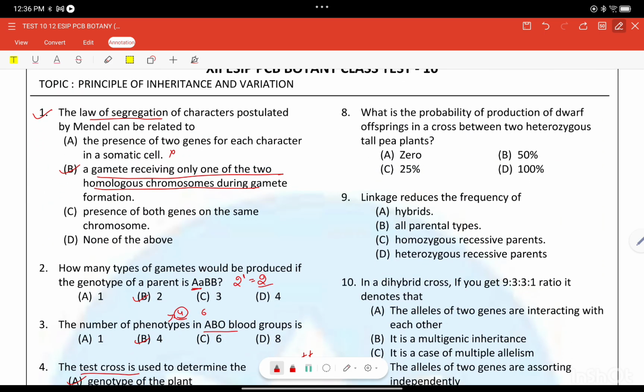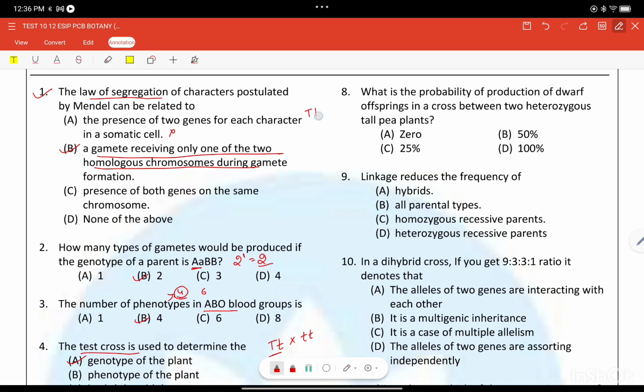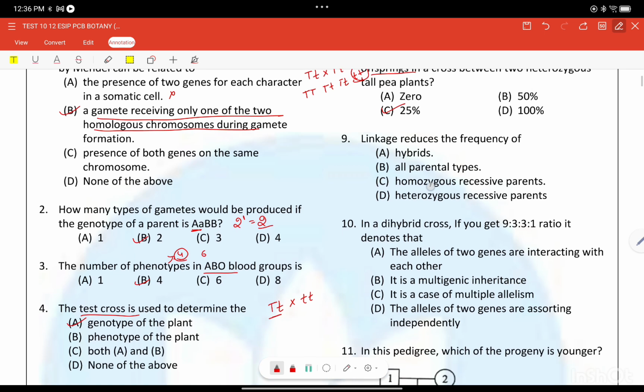What is the probability of production of dwarf offspring in a cross between two heterozygous tall pea plants? Two heterozygous tall pea plants are capital T small t and capital T small t. So 25% is capital T capital T, then 50% capital T small t and 25% small t small t. So we have to find the percentage of dwarf offspring. Dwarf offspring is 25%.